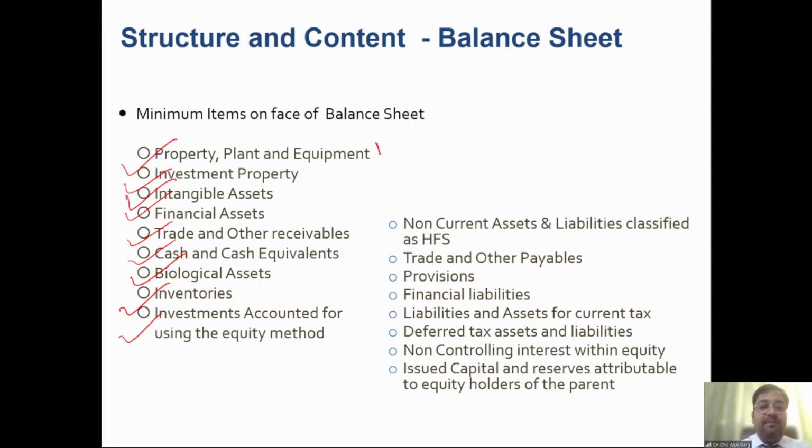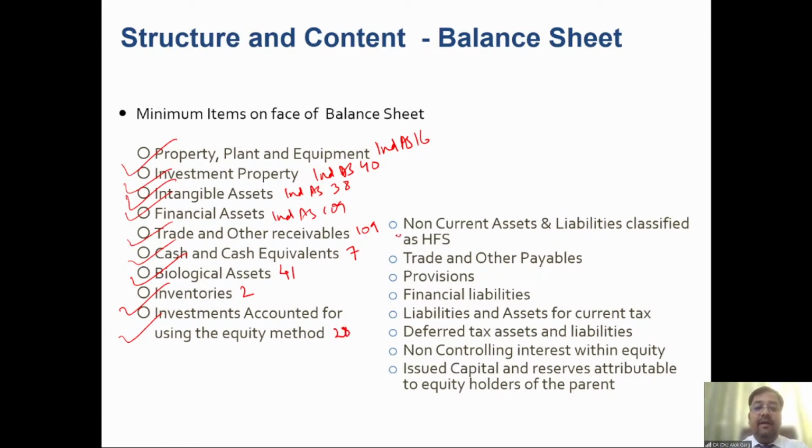PPE, you have to read this in Ind AS 16. Investment property, Ind AS 40. Intangible asset, Ind AS 38. Financial asset, Ind AS 109. Trade and other receivable, Ind AS 109. Cash and cash equivalent, Ind AS 7. Biological asset, Ind AS 41. Inventories, Ind AS 2. Investment accounted for using the equity method, Ind AS 28.